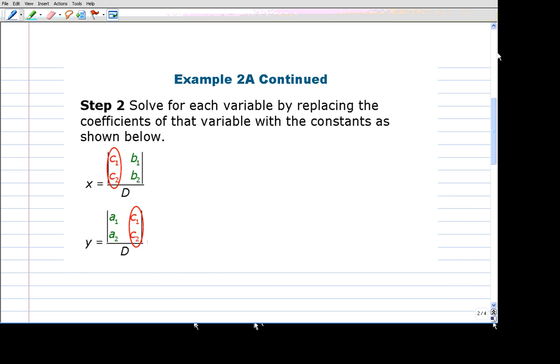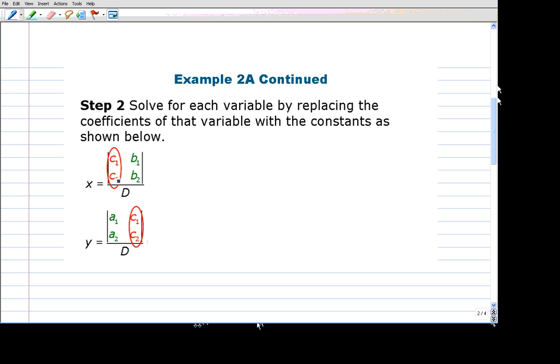So here's step 2. Solve for each variable by replacing the coefficients of that variable with the constants as shown below. So here are the little formulas that we got from that Cramer's rule table just a minute ago. And this is what we're going to do to solve for x. In place of the x coefficients, we've replaced those with the constants.